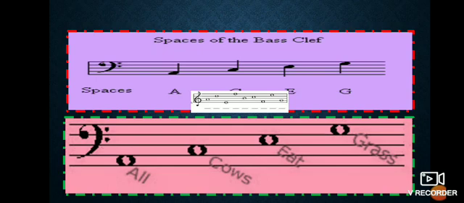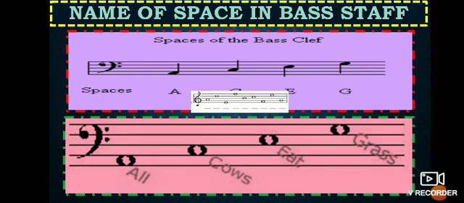Now look at the space. It is giving you the names of the spaces in the bass staff. The first space is A, the second is C, the third is E, and the fourth space is G. That is: all cows eat grass. A stands for all, C, the second space, stands for cow, the third space stands for eat, and the last space, the fourth space, stands for grass.